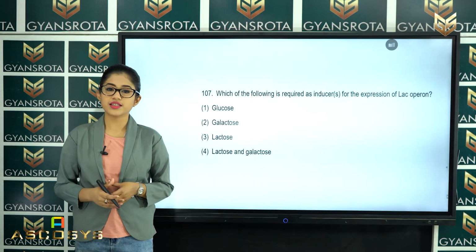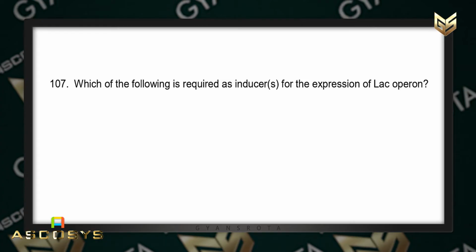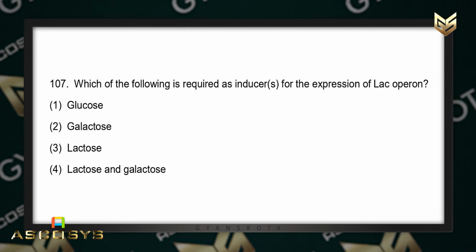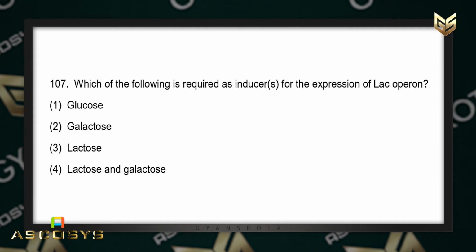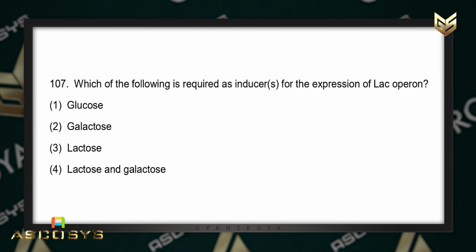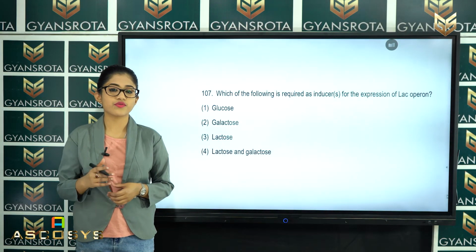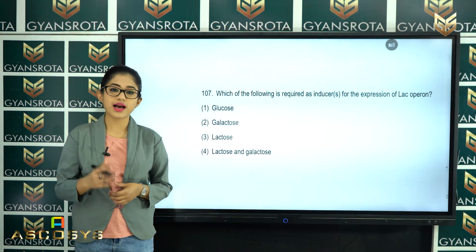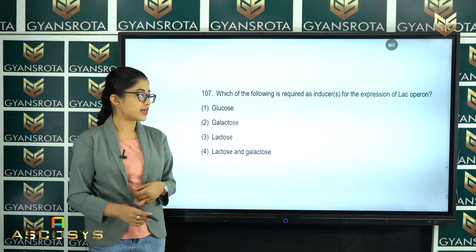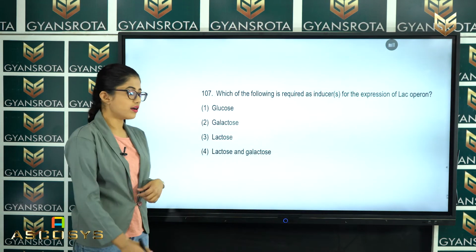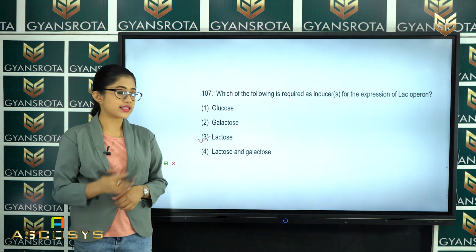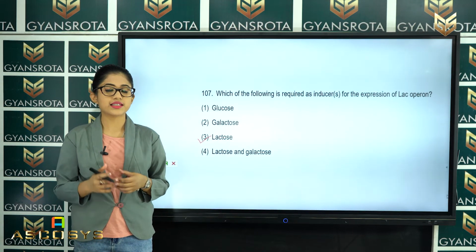Now the next question is question number 107. Which of the following is required as inducers for the expression of lac operon? Glucose, galactose, lactose, or lactose and galactose? Well, this is from the chapter molecular basis of inheritance. There we have discussed about the lac operon, and that lac is nothing but the lactose. So, what is the correct answer among this? That is the option number 3. So, option number 3 is the correct answer, that is the lactose. Now, let us see the next question.